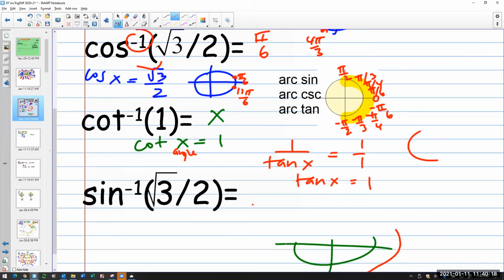Well, think about my unit circle. Where is tangent equal to 1 on my unit circle? Pi over 4. Anywhere else? Right here? What was that? 5 pi over 4. Okay.